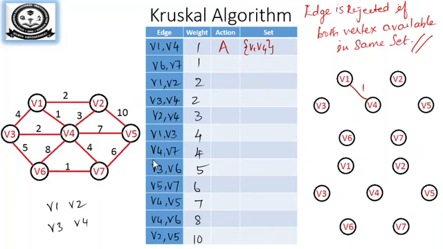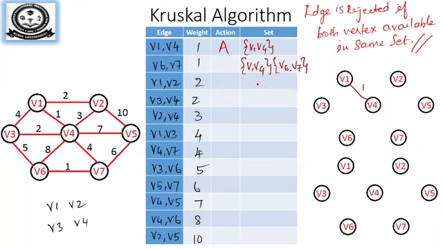So an edge will be rejected only if the two vertices are available in the same set. Here I have one set, V1, V4, where V6 and V7 are not in this set. You can combine with an existing set if any one of the vertices is available in it. Here both vertices are not available, so you will write a separate set. So V1, V4 will be separate and V6, V7 will be separate.